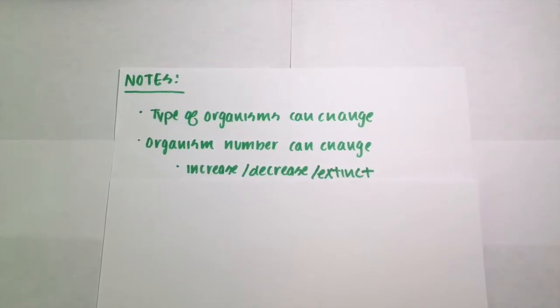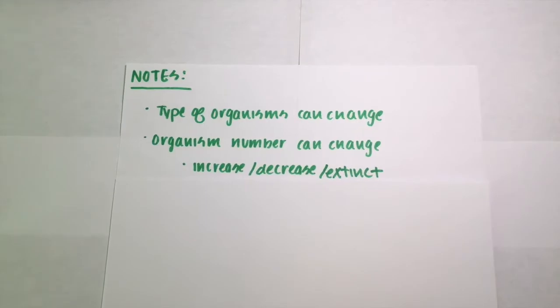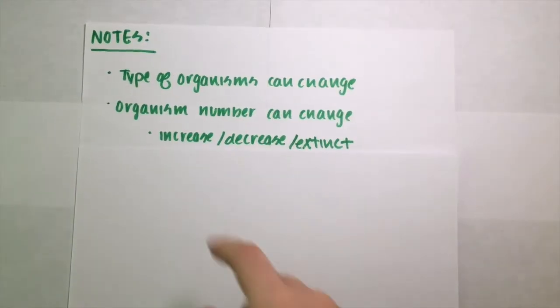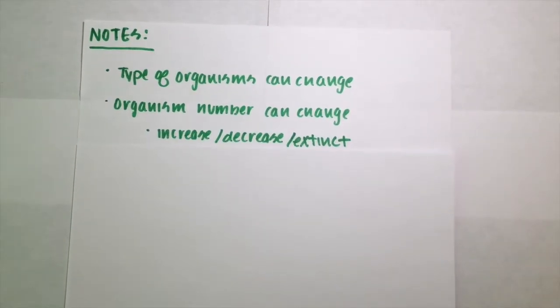There are many things that could happen. The type of organisms can change, the organism number can change with increased number of animals or plants, or decreased number of animals or plants. I understand that the number of organisms can decrease because some of them can die or become extinct, but how can the numbers increase for some of the organisms?